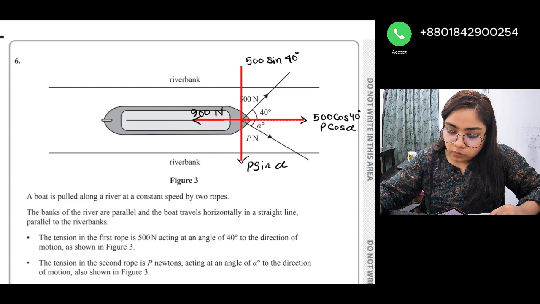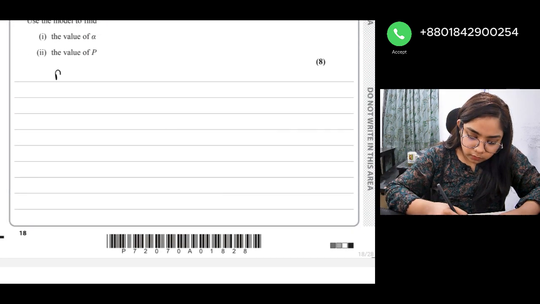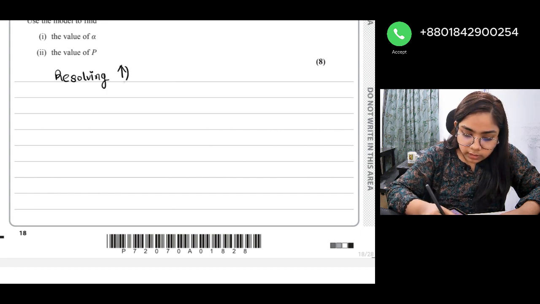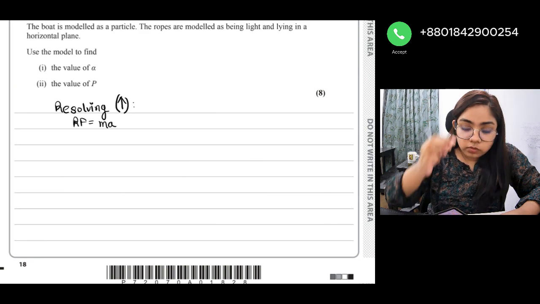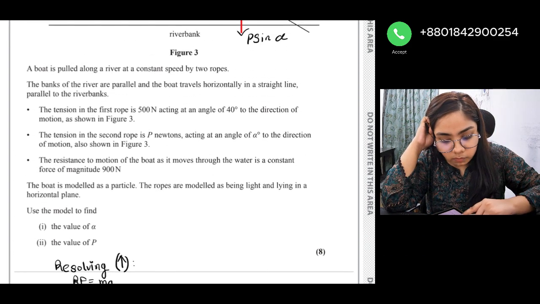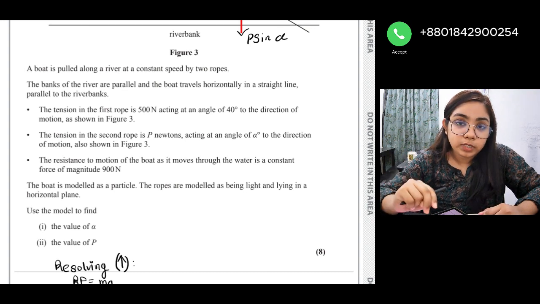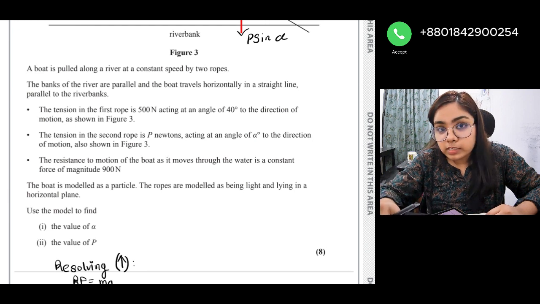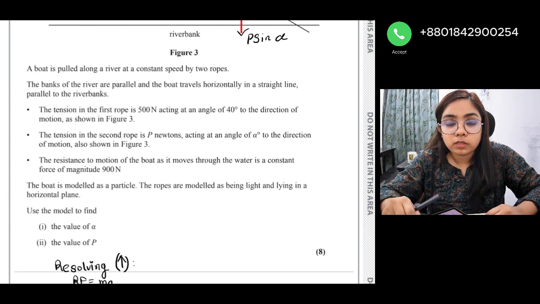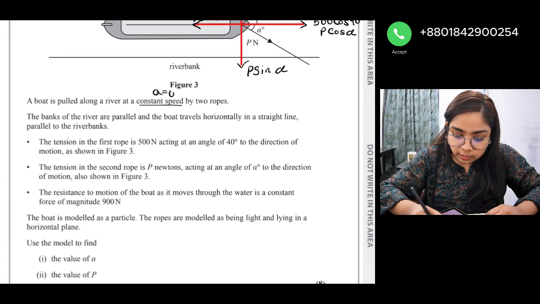Now they wanted to find out the value for alpha first and then the value for P. So I'll first resolve the vertical forces. Resolving vertically, obviously we'll start with resultant force F equals ma. It was not actually accelerating in any direction, right? Because it was stated that it was moving with constant speed. That means even if it was moving, the acceleration would still be 0. That means the right hand side of the equation for both vertical and horizontal is going to be 0 anyways, right? Because constant speed indicates that acceleration is 0.